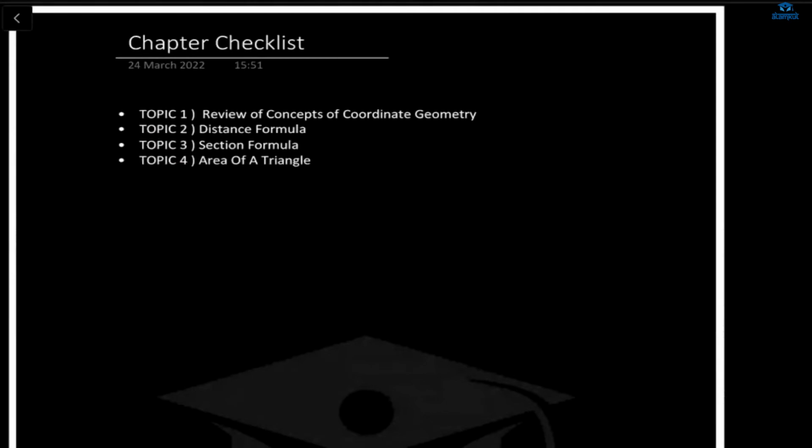First, we will be reviewing all those concepts of coordinate geometry, meaning how to plot points, what is the x-axis, what is the y-axis, what is the Cartesian plane, what is the ordinate. All these things we will be covering, and then we will move to the distance formula. Okay, how to find the distance between two points. Okay, section formula and area of a triangle.